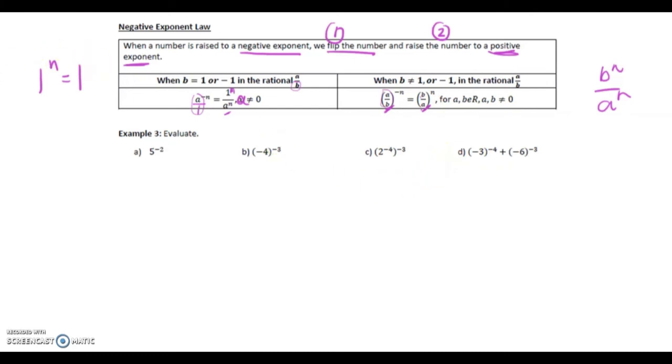Okay, so here's some basic questions. 5 is actually over 1, so we flip the number, 1 over 5, and we square it. So now it's a positive exponent. We don't have to worry about squaring the numerator. Okay, so let's flip the number, 1 over -4, and then instead of being to the exponent -3, it's now to the exponent 3.